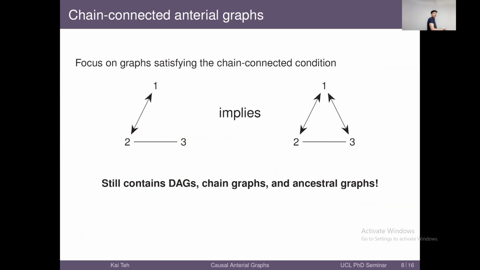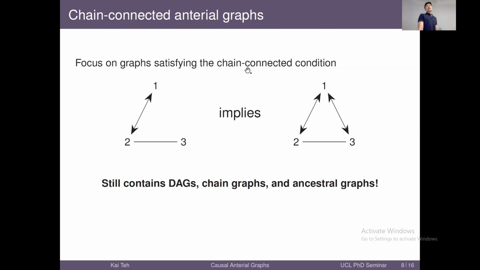All right. So what exactly is this dotted circle? Well, this dotted circle is the anterior graphs that satisfy the chain connectedness condition. So what is the chain connectedness condition? If you recall, a chain component is a subset of nodes in a graph such that there is a sequence of undirected edges connecting them. So in this case, the chain component is, just to recap, 2, 3. And 1 is its own chain component.